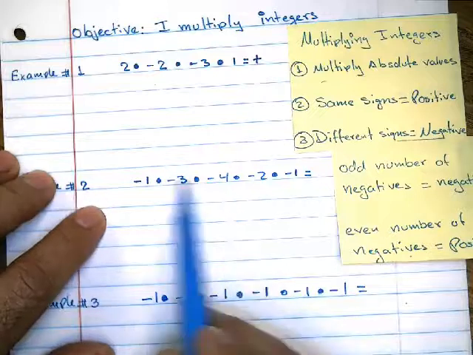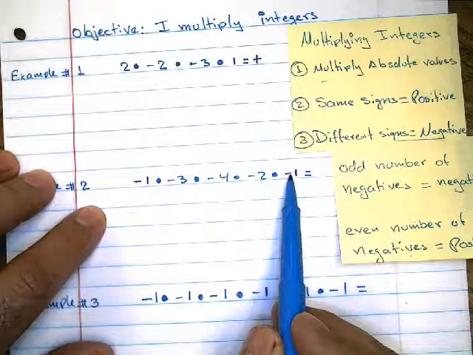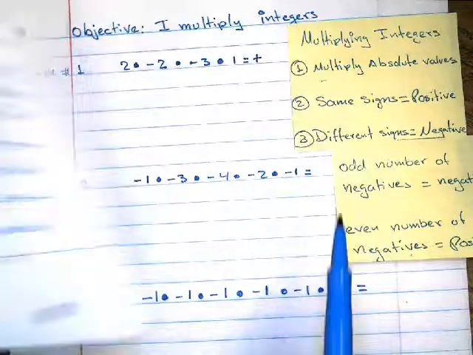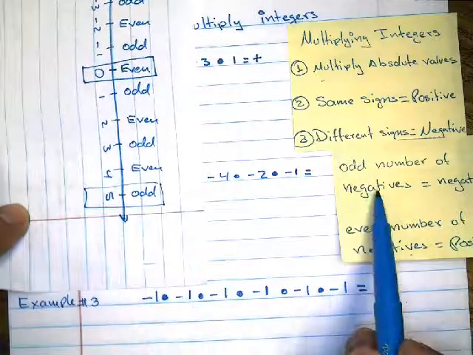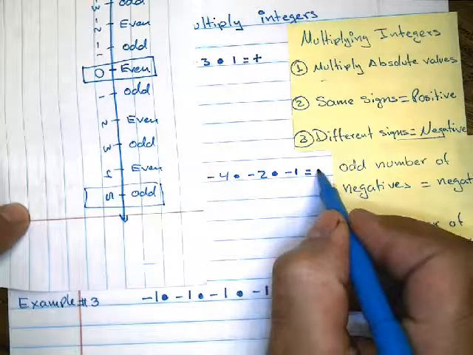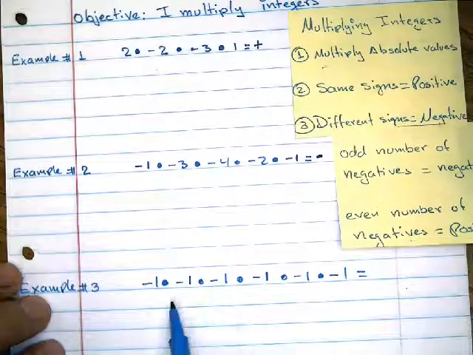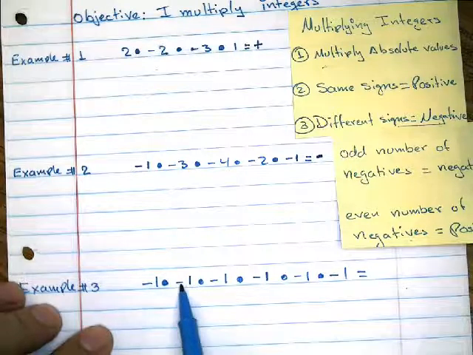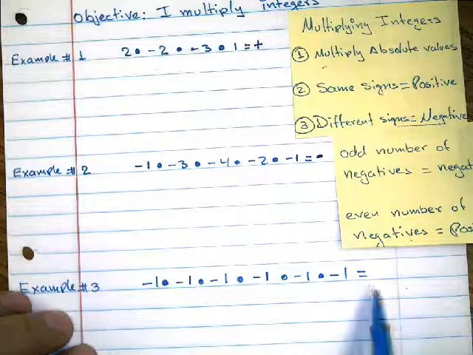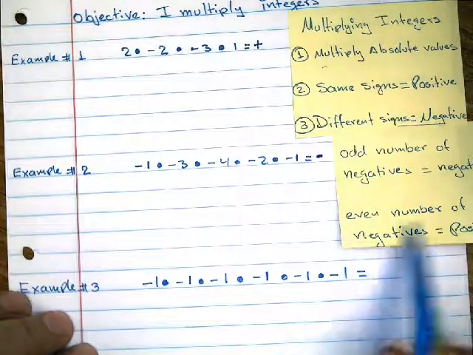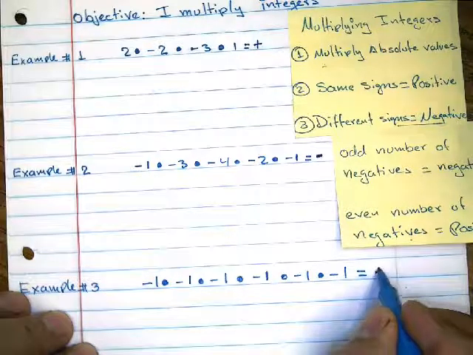Now let's look at this one. I have 1 negative, 2 negatives, 3 negatives, 4 negatives, 5 negatives. And 5 is an odd number. So that means that my answer, looking at my rule, whatever I get, is going to be a negative answer. For number 3, I'm going to count the number of negatives. I have 1, 2, 3, 4, 5, 6. I have 6 negative numbers, and 6 is an even number. That means that whatever I get, the answer is going to be a positive answer.